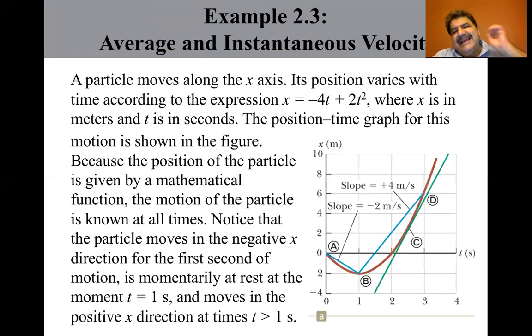A particle moves along the x-axis. Its position varies with time according to the expression x equals minus 4t plus 2t squared, where x is in meters and t is in seconds. The position time graph for this motion is shown in the figure. Because the position of the particle is given by a mathematical function, the motion of the particle is known at all times. Notice that the particle moves in the negative x direction for the first second of motion, is momentarily at rest at the moment t equals 1 second, and moves in the positive direction at time t greater than 1 second.